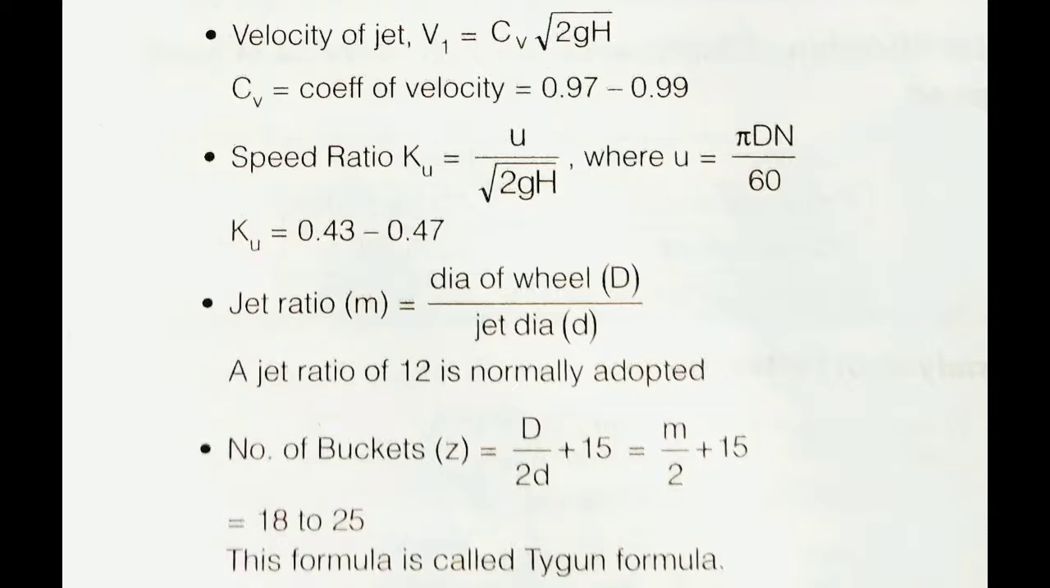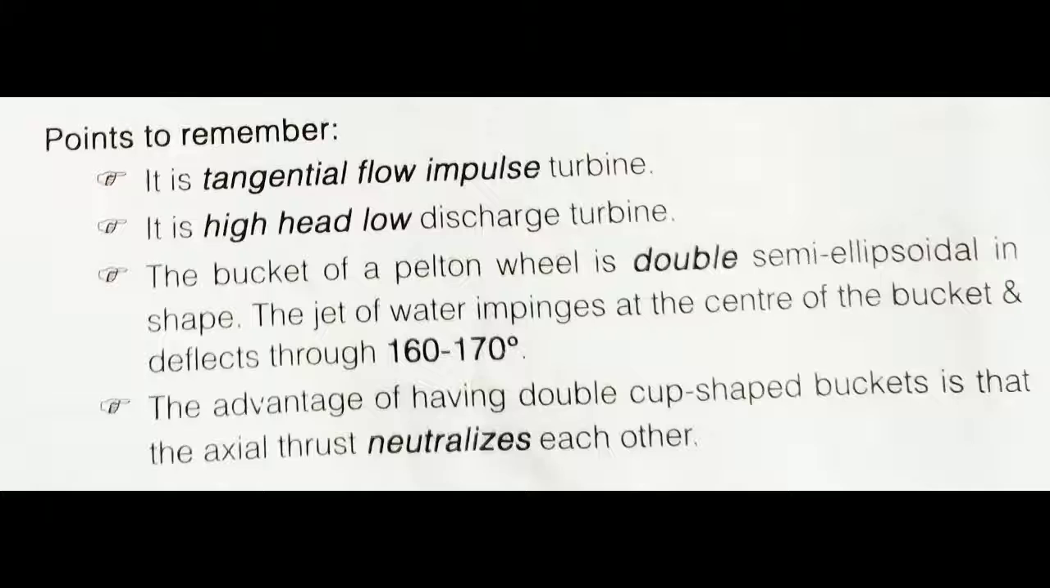Number of buckets equation: Z = D/2d + 15 = m/2 + 15. Number of buckets is between 18 to 25. Some of the points: it is a tangential flow impulse turbine. It is a high speed, low discharge turbine. These points are based on the Pelton wheel.